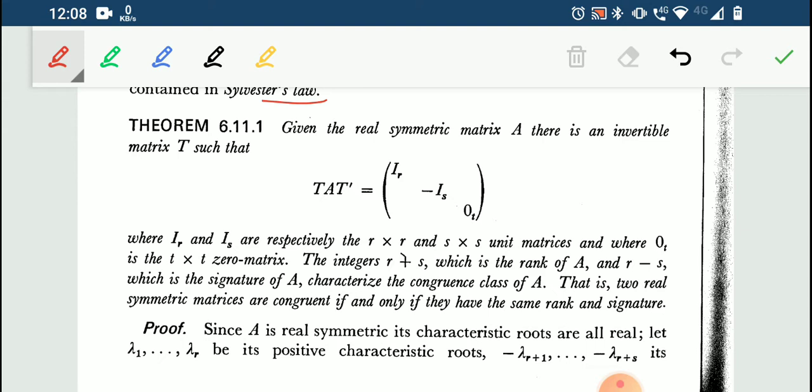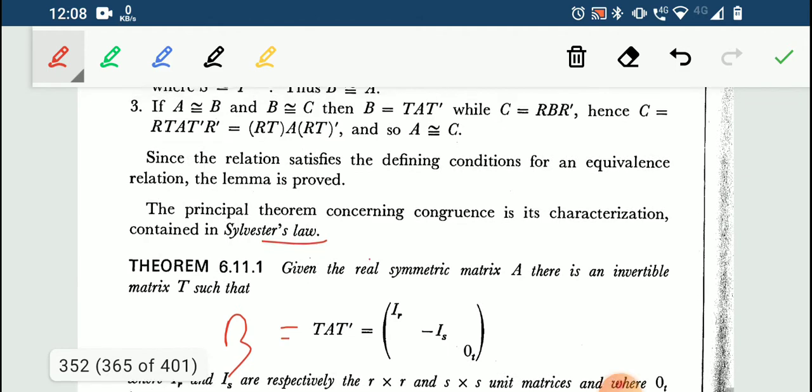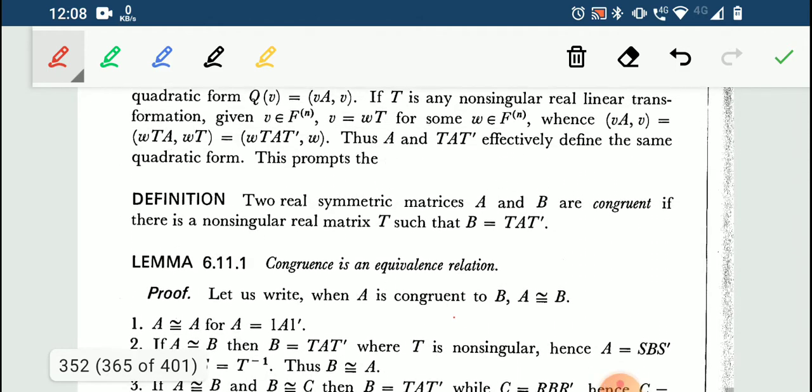So what we are going to prove is, we have a given symmetric matrix A and there is an invertible matrix T such that TAT' is equal to this one. But what is TAT'? It will be some other matrix B such that B and A are congruent. So that is the definition of congruence which we have here.